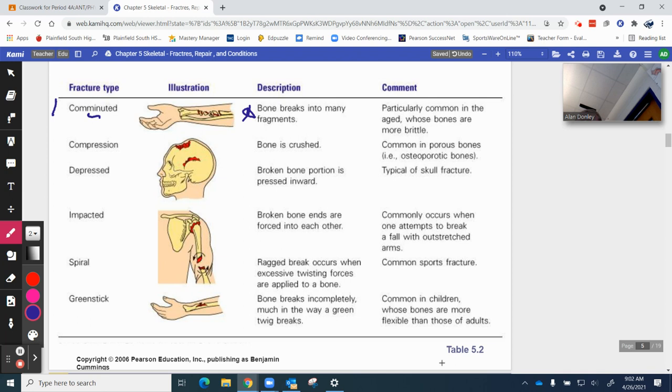The next one is what's called a compression fracture. This is where bone actually gets crushed. Again, these are really common in older individuals, but they can happen in little kids.